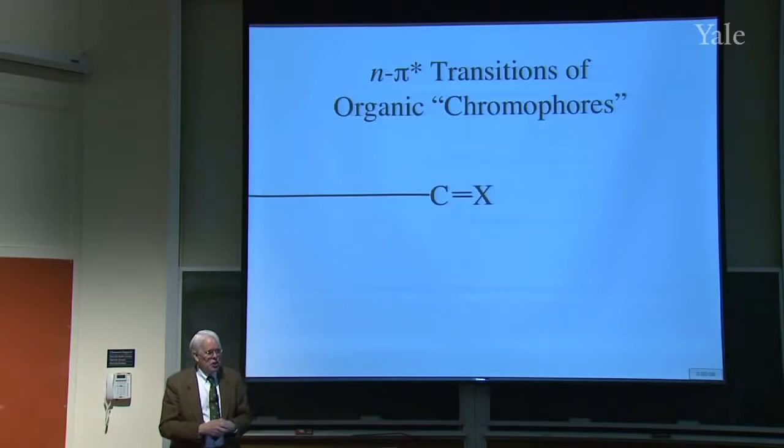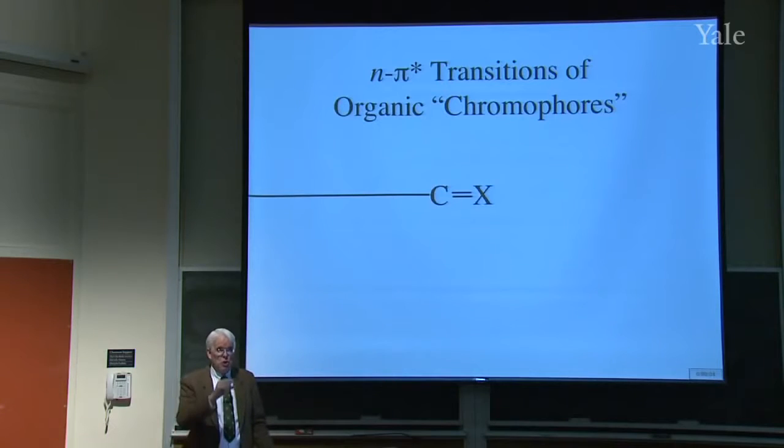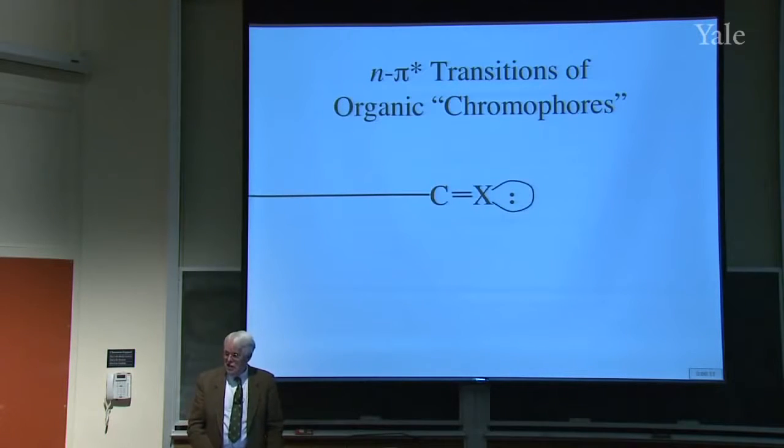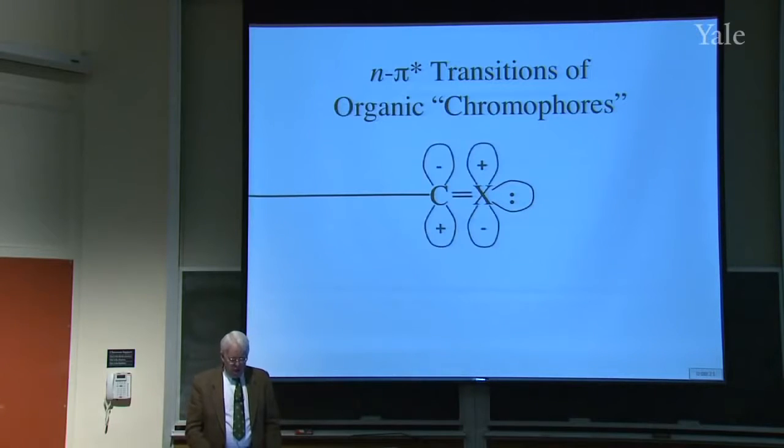Now, what does this have to do with organic molecules and the things we were just talking about, which were polyenes? Remember, a bunch of double bonds in a row. Well, suppose you have a CX double bond, and X is some heteroatom, like oxygen or nitrogen, right? Then it's something that has an unshared pair of electrons. Okay, so it has n electrons. But it also has a pi star orbital, a vacant orbital, right? Now, can you mix those two? What would happen if you mixed those two orbitals?